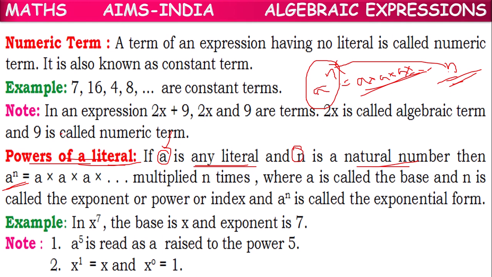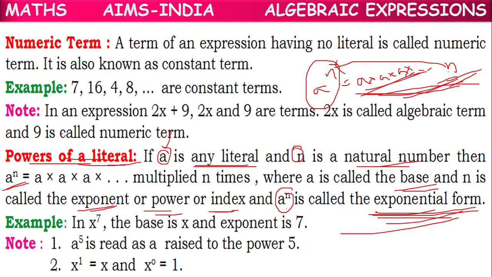So where a is called as the base and n is called as exponent or power or index, and a power n is called exponential form of this multiplication, or of this product. So, suppose we have x power 7.